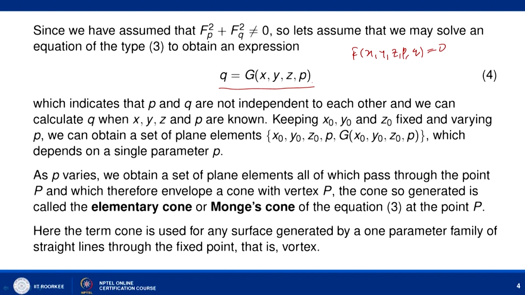Now, we can calculate q when we know the value of x, y, and z and p at a given point. So, keeping the point x naught, y naught, and z naught fixed, given a point, now you vary your value of p, and when you vary your p, we can obtain a set of plane elements x naught, y naught, z naught, p, g of x naught, y naught, z naught, p, which depend on a single parameter p.